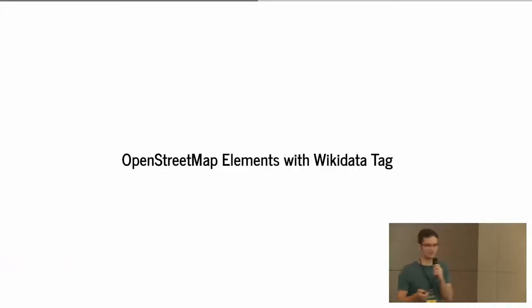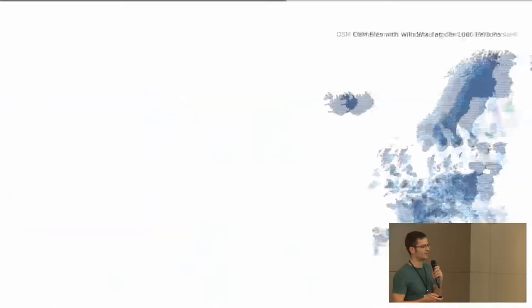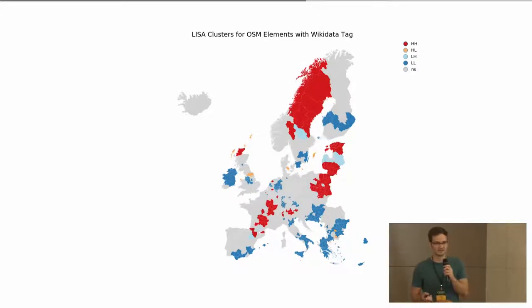So let's have a look at the OpenStreetMap elements with Wikidata. This is the whole map of Europe with all the OpenStreetMap items with a Wikidata tag. And as we saw yesterday, I didn't want to use a heat map, so I used a choropleth. It doesn't look much better. You cannot really see interesting patterns here, but if we do a hotspot analysis with a method called LISA, you can see hotspots of areas where you have more OpenStreetMap items with a Wikidata tag. Hotspots, cold spots, and so on.